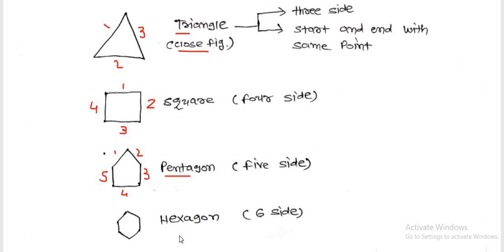Next shape is hexagon. Hexagon has 6 sides. 6, 5, 4, 3, 2 and 1. Hexagon has 6 sides. Let's move to the next page.